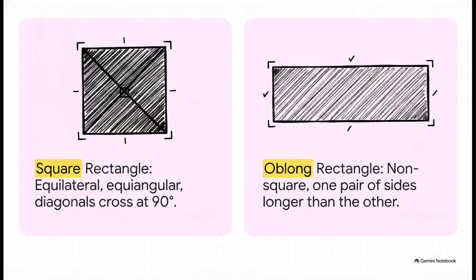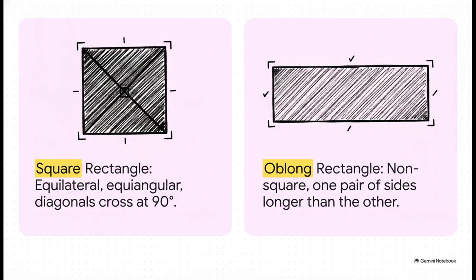Think of rectangle as the family name. It's the broad umbrella category for any parallelogram with right angles. Now, within that family, we have two specific first names. First up, the square rectangle. This is a rectangle that is equilateral, meaning all sides are equal, and equiangular, all angles equal. Plus, its diagonals uniquely cross at perfect right angles.